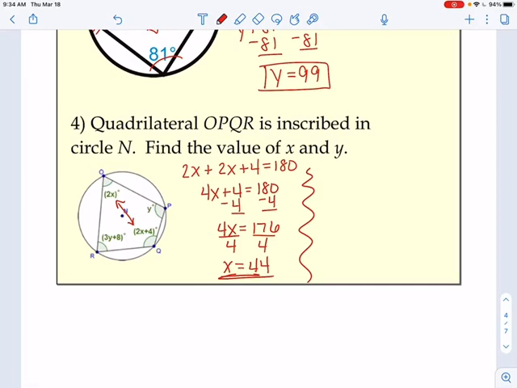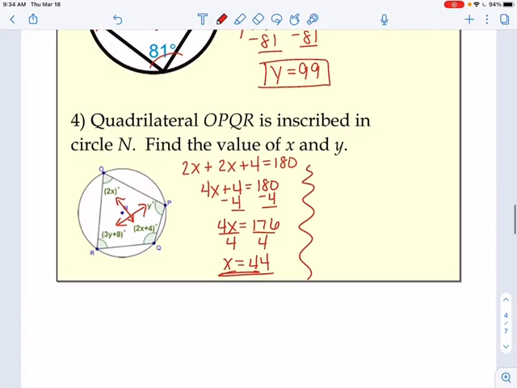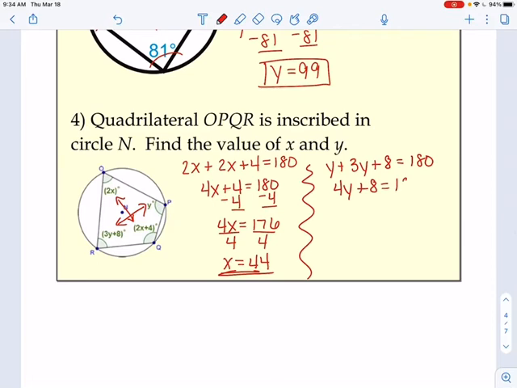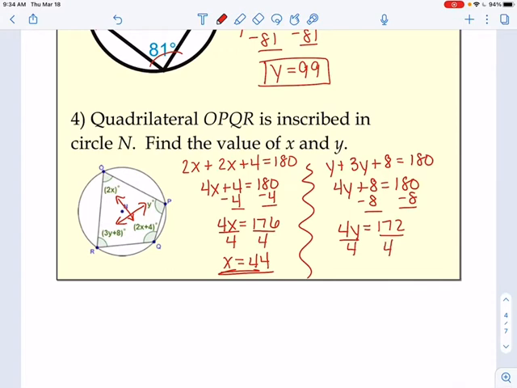For my y's, again, the y and the 3y plus 8 are directly opposite each other, and again, that means that those two angles are going to be supplementary. So y plus 3y plus 8 equals 180, or 4y plus 8 equals 180. We'll subtract 8 from both sides, and 4y is going to equal 172. The opposite of multiplying by 4 is to divide by 4, and y is going to equal 43.